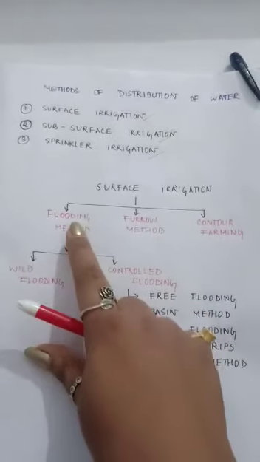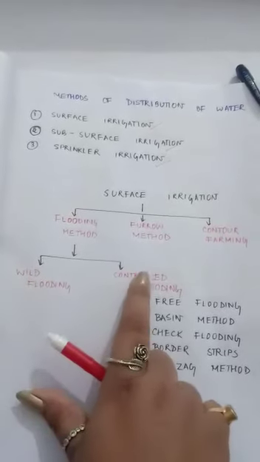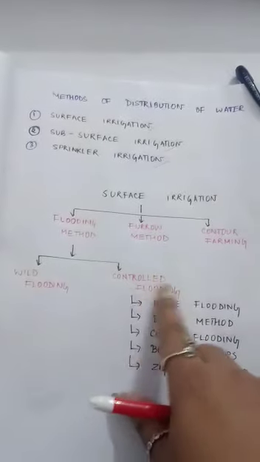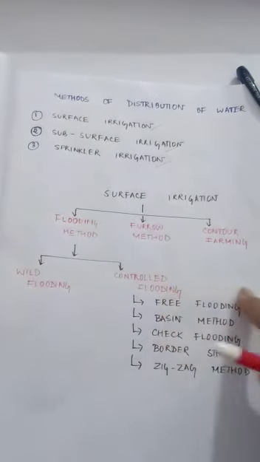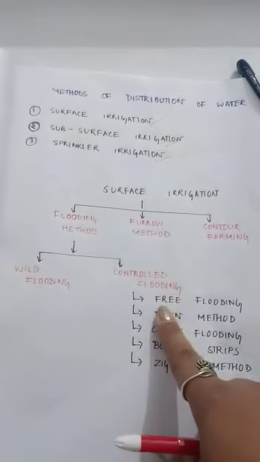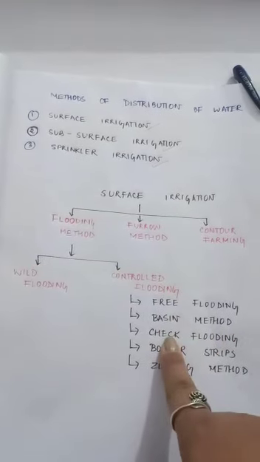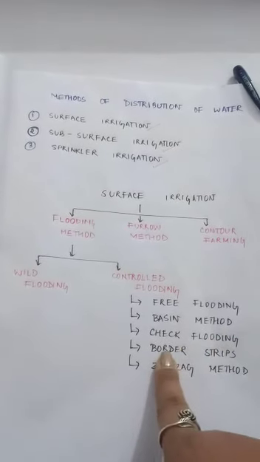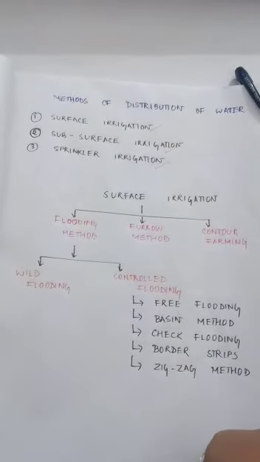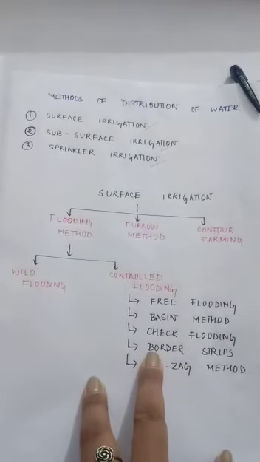Again, under the flooding method, there are two main methods: wild flooding and controlled flooding. Under controlled flooding, there are five classifications. Number one is free flooding. Number two is basin flooding. Number three is check flooding. Number four is border strips. And number five is the zigzag method. This is the classification of surface irrigation.